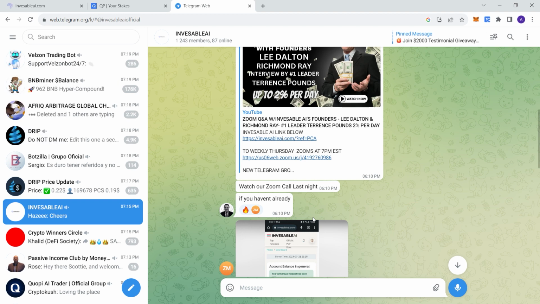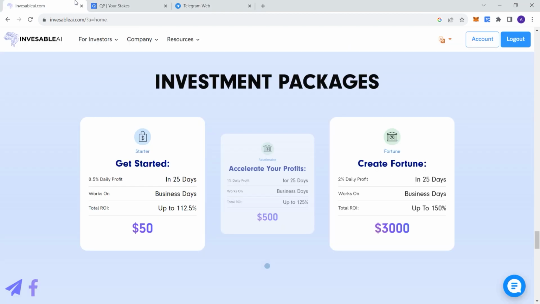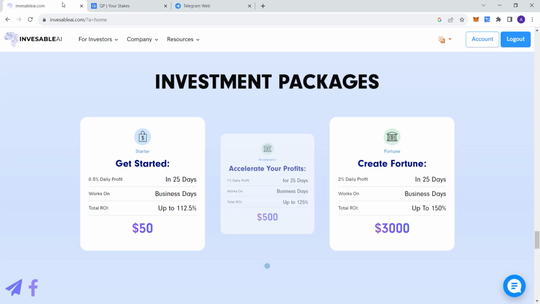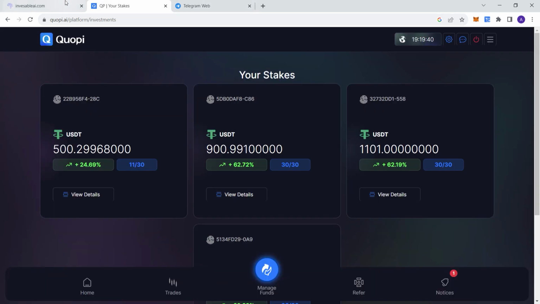I'm telling you right now, they're both active. I just chose it because the CEO is in there. So you can make your own assumption. But yeah, that's pretty much it as far as the comparison between the two. It's on you. It's your cup of tea. Quopi has been around since January, where Invisible just started sometime in June. So this one has been around a little bit longer.